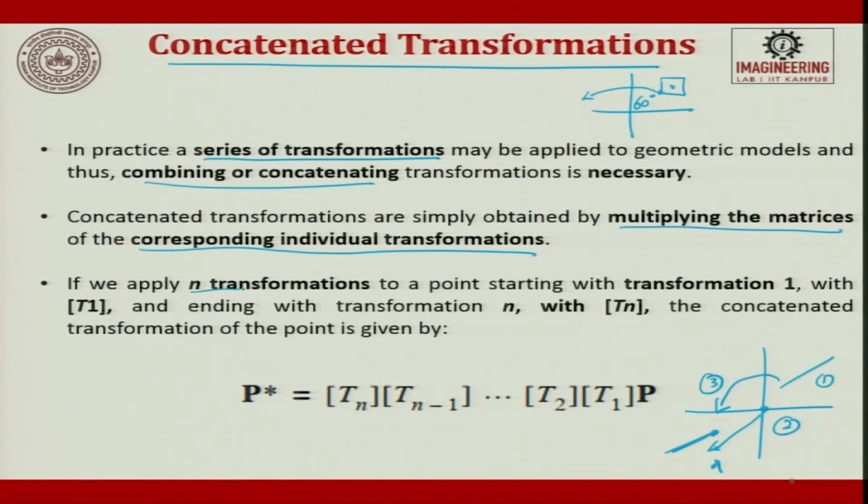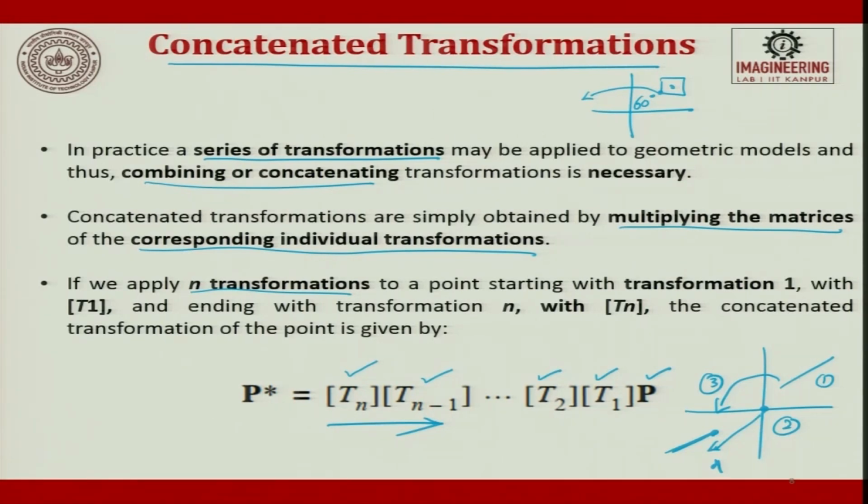If we apply n transformations to a point, starting with transformation 1 as T1 and ending with transformation n as Tn, the concatenated transformation of the point is given by Tn, Tn minus 1, going on till T1, and then finally you multiply it with the point. So, it is done in reverse order. The last one becomes the first in the product, then the previous, then the previous. So, that is what is told here.